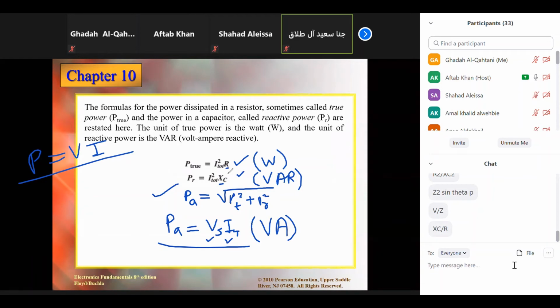Okay, this is also how PA is calculated. So this is the formula. This is not just a formula. There is one more formula related to the power factor, which we'll discuss next. So see the next slide.